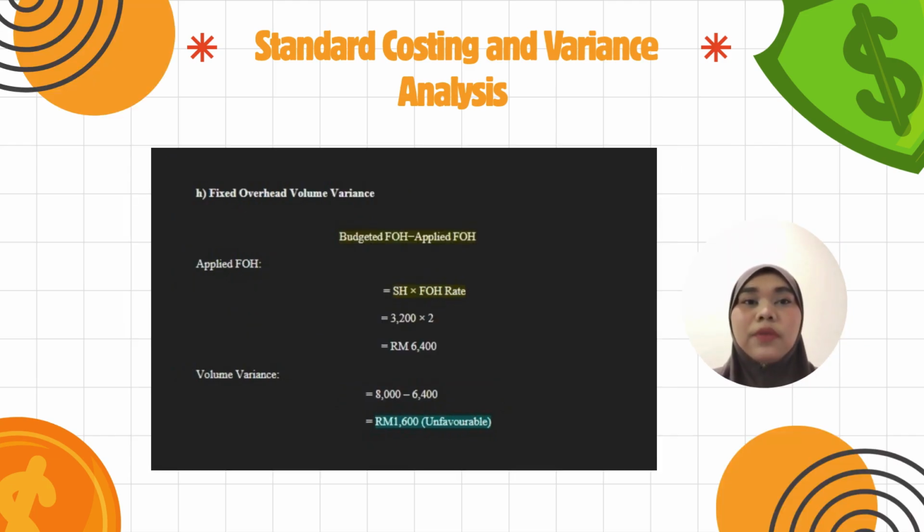Okay, next, the last question for question 2 is fixed overhead volume variance. The formula we use for this question is budget fixed overhead minus fixed overhead applied. The formula for fixed overhead applied is standard hours multiplied by standard fixed overhead rate. So for standard hours, 3,200 multiplied by RM2, and the answer is 3,400. And for the volume variance, 8,000 minus 3,400, and the answer is 1,600 unfavorable.